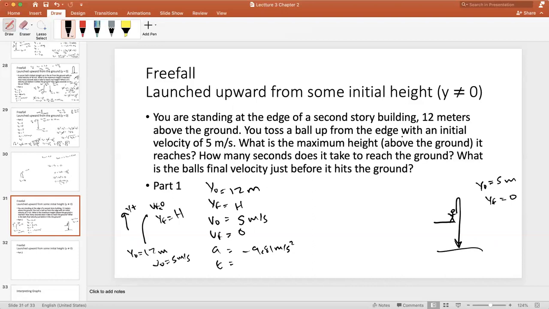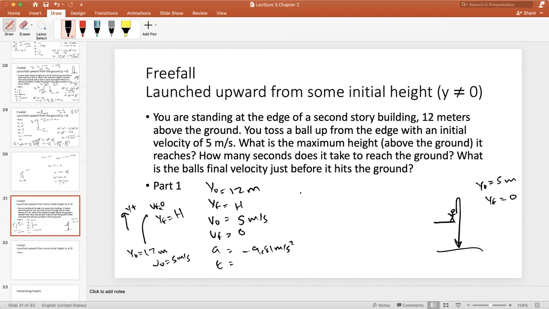What we're asked to find is the maximum height above the ground. That means that while we could say that y initial is 0, if we do that, our height will be off by 12. So we have to use that y initial is 12. That will give us the right height above the ground, and you'll see that. And then how many seconds does it take to reach the ground, not maximum height? What is the final velocity before it hits the ground, okay? That's going to bring up a key point. So maximum height.